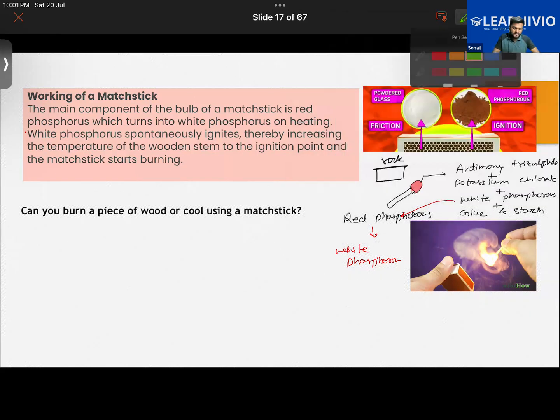Read the given paragraph, Working of a Matchstick. Read this.